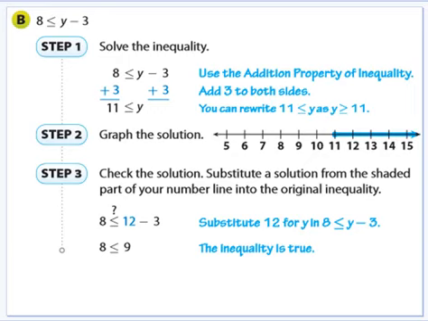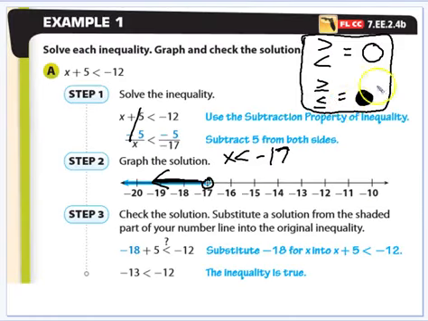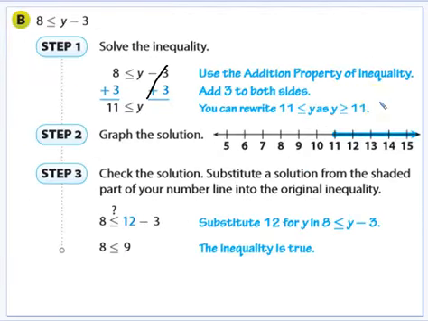All right. So moving on. 8 is less than or equal to y minus 3. We have to add 3 to both sides. This cancels out. 8 plus 3 is 11. We get 11 is less than or equal to y. So if we go back and look at our key, less than or equal to is closed dot. So we go to 11, closed dot. Y is greater than or equal to 11. So it's going to go to the right.